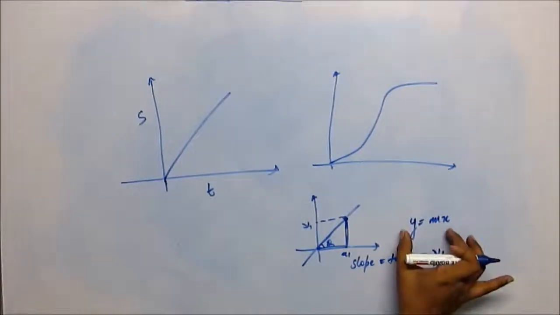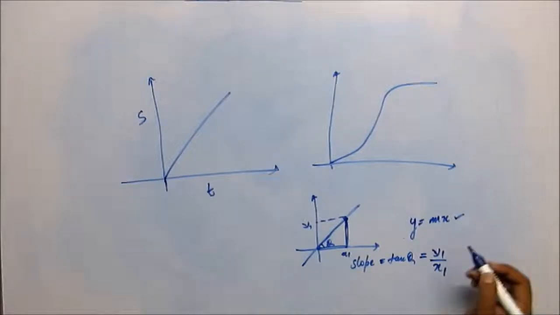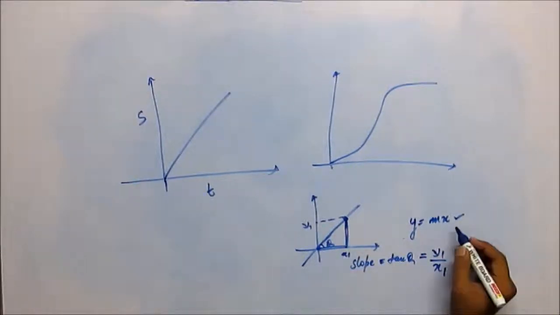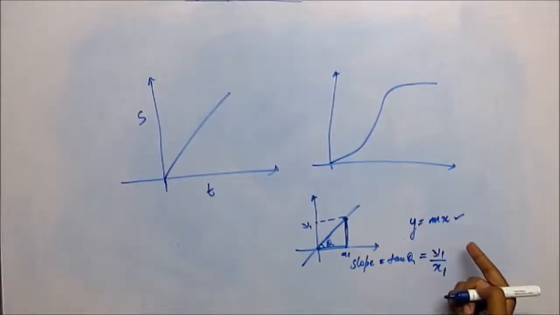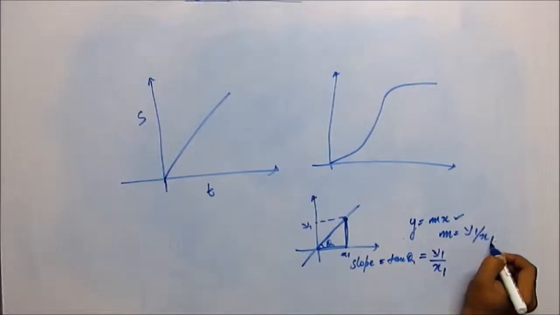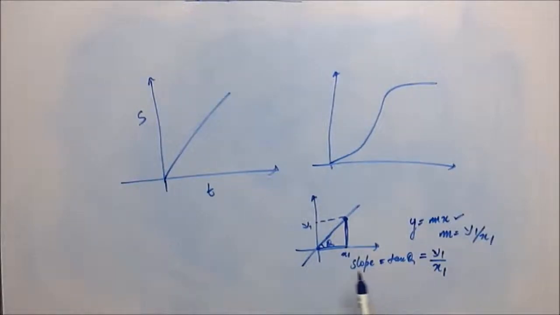So y1 and x1 must satisfy this equation, because this equation is the equation for the curve. So if I put y1 and x1, now m will come out as y1 upon x1. Now tan theta is also y1 upon x1. So this m is nothing but slope. So slope is equal to m is equal to tan theta. Okay.